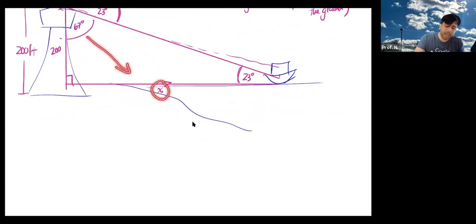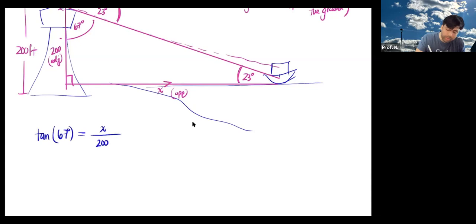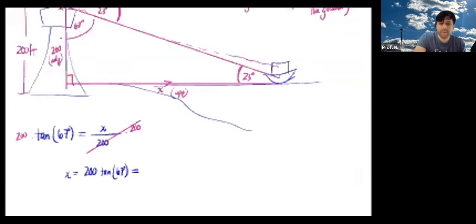Because this is my opposite side. This is my adjacent side. So tangent of 67 degrees is equal to the opposite side x over the adjacent side 200. Multiply by 200 on both sides, the 200s cancel, and x is equal to 200 tangent of 67 degrees. And so I can figure that out. So just use your calculator now.